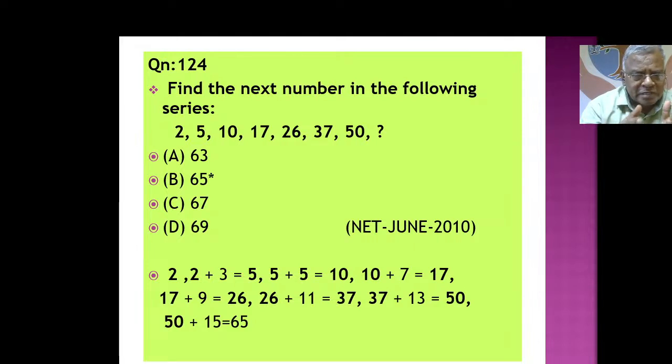2 plus 3 is equal to 5. 10 can be written as 5 plus 5, isn't it? Then 17, 10 plus 7, 17. The next term, 17 plus 9, 26. Then 26 plus 11, 37. 37 plus 13, 50. So naturally, what should be the next number to be added? 15. 50 plus 15 is equal to 65. You just see in this series how they have added the numbers.